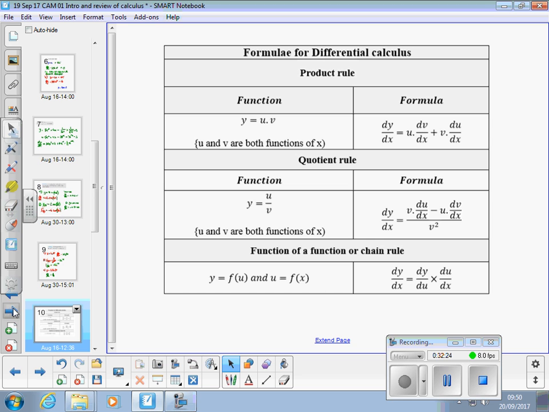Just to remind you, you should all have done that before anyway, but just to remind you of what the processes are, and then there are some practice questions for you to have a go at at the end of the session or at your leisure.